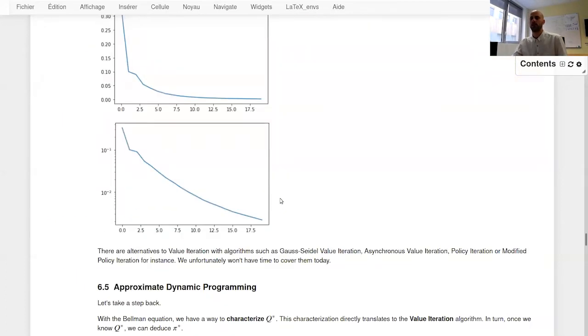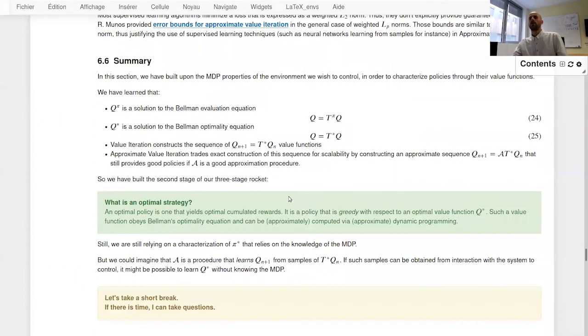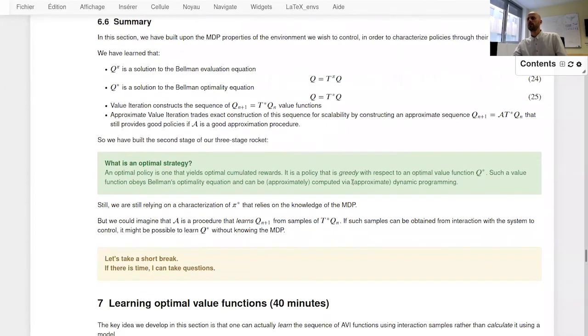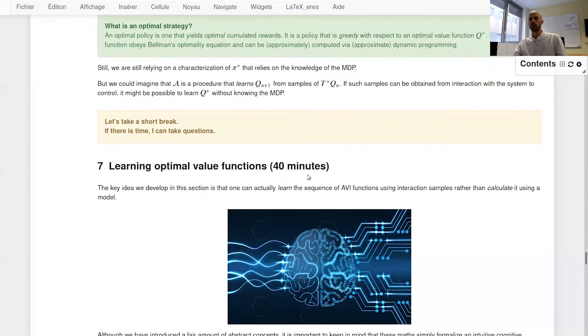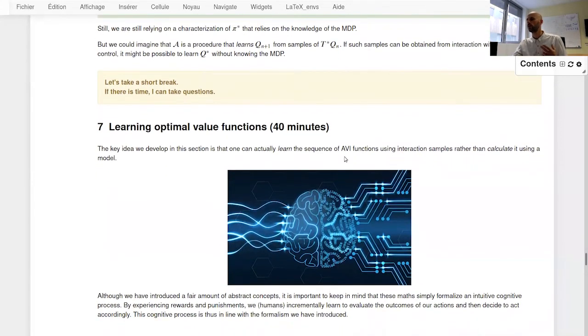We're back to the notebook. So two stages of our three-stage rocket have been built. Let's go on for the last one. The key idea we develop in this section is that one can actually learn the sequence of approximate value iteration functions using interaction samples rather than calculating that sequence using a model.